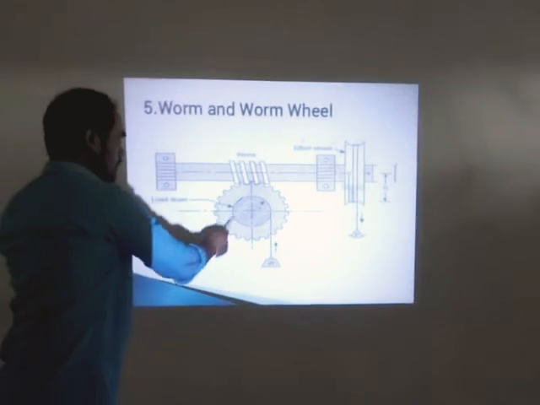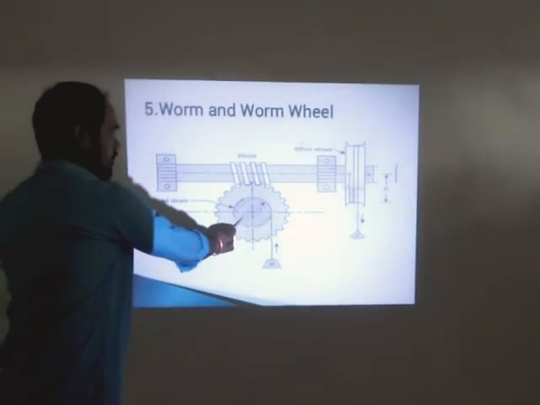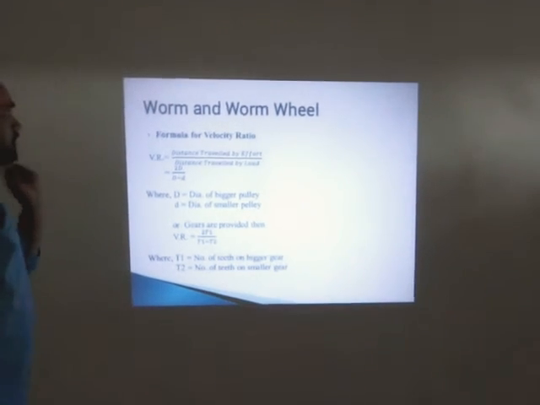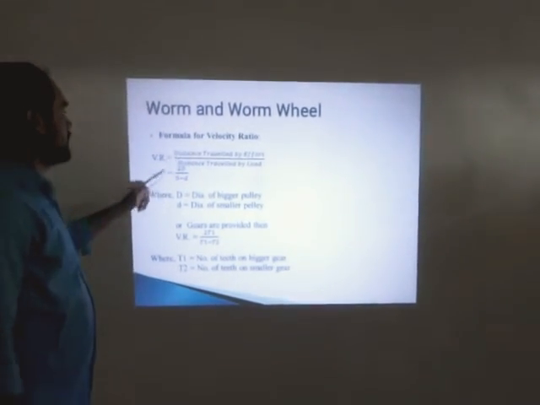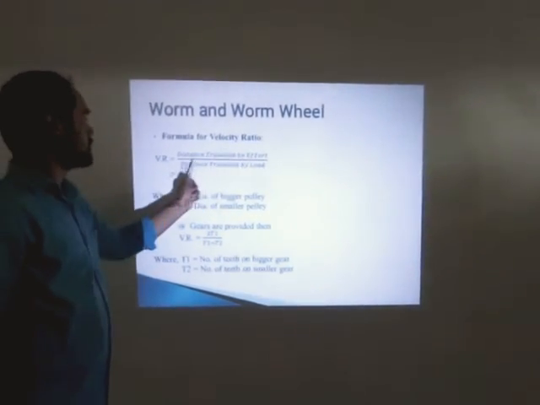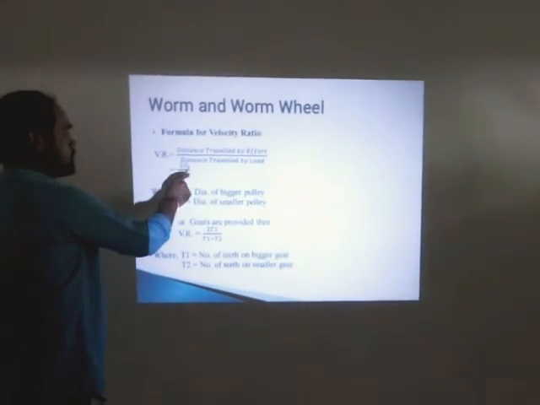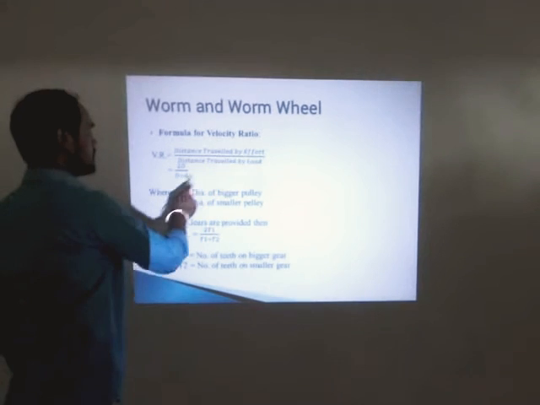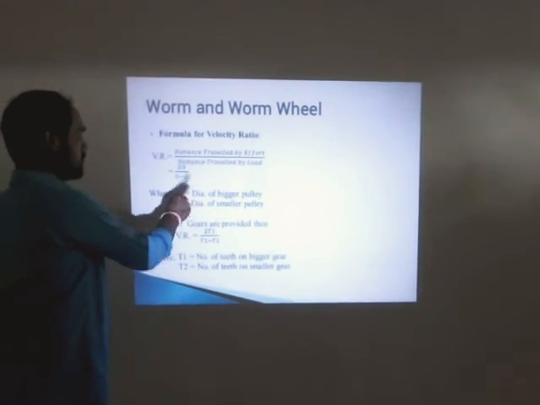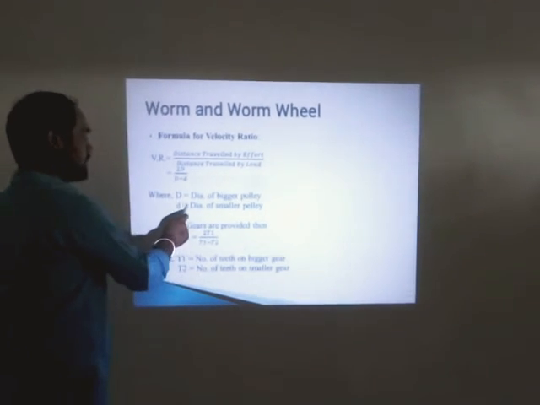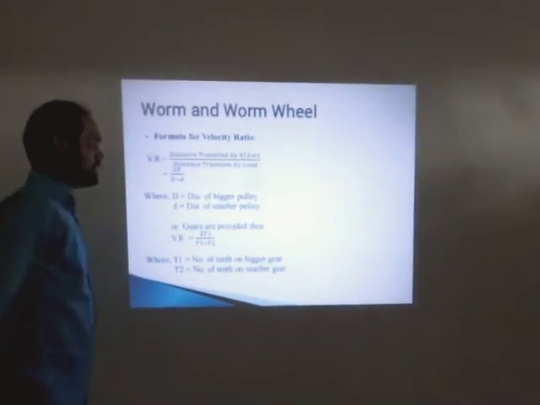These are two worms. This is the load drum. The formula for velocity ratio is distance travelled by the effort to the distance travelled by the load. Distance travelled by the effort is calculated by 2d and distance travelled by the load is calculated as capital D minus small d. Capital D means diameter of the bigger pulley and small d is the diameter of the smaller pulley.